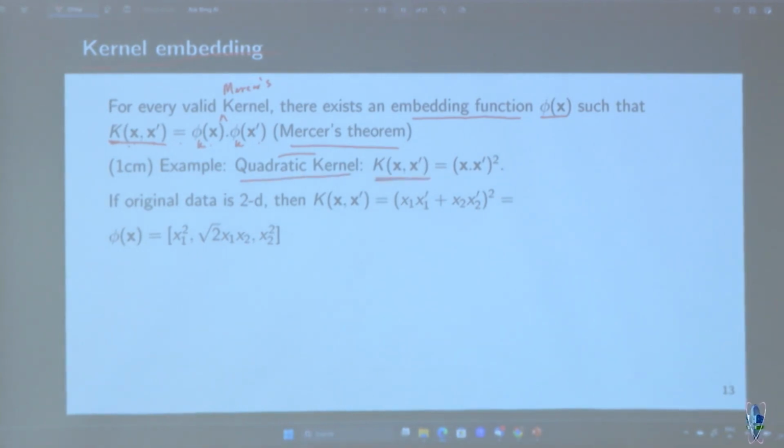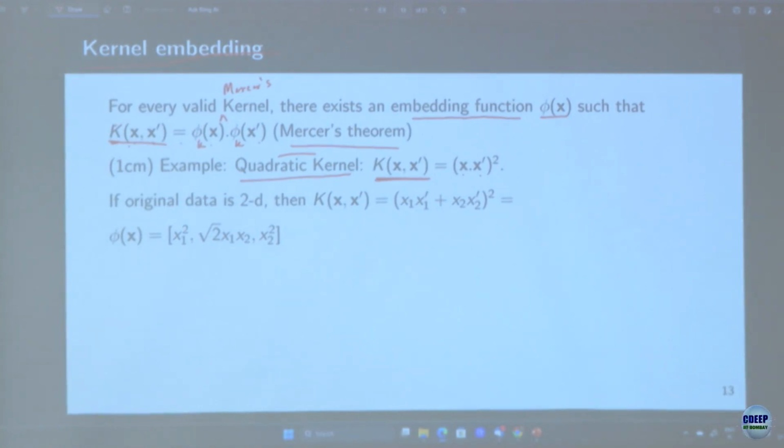Let's assume that we have chosen a kernel which is just the dot product of two points, squared. So we have dropped that plus one. It's okay, this is a valid kernel. I am going to explain it with an example now.